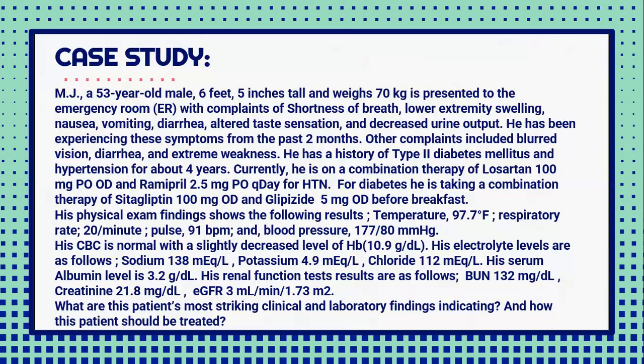His electrolyte levels are as follows: sodium 138 milliequivalent per liter, potassium is 4.9, chloride is 112, serum albumin level is 3.2 gram per deciliter. His renal function tests are as follows: BUN, that is blood urea nitrogen, is 132 milligram per deciliter, creatinine is 21.8 milligram per deciliter, and its GFR, that is glomerular filtration rate, is 3 ml per minute per 1.73 meter squared. What are these patient's most striking clinical and laboratory findings indicating, and how should this patient be treated?